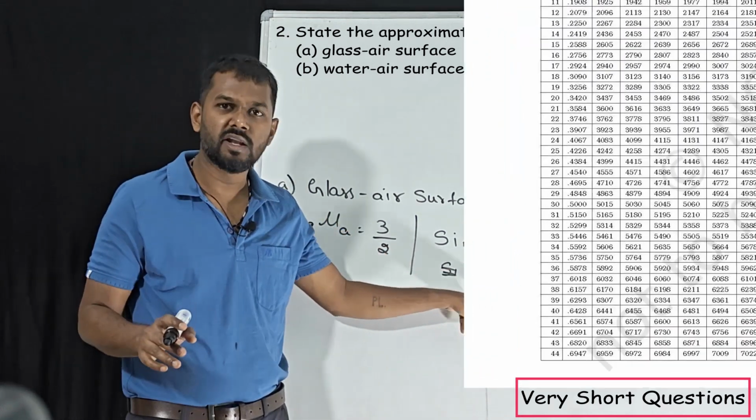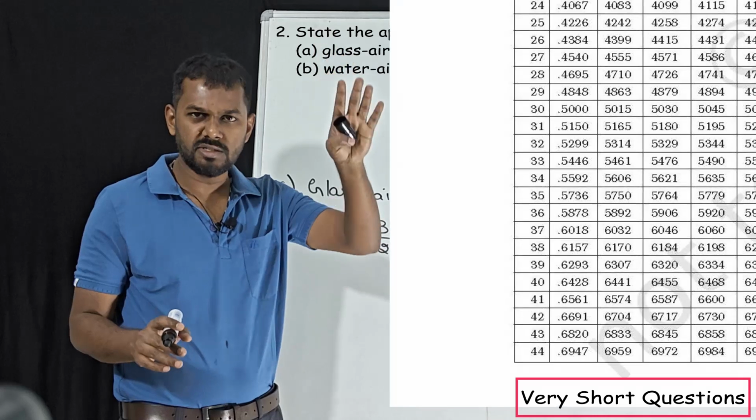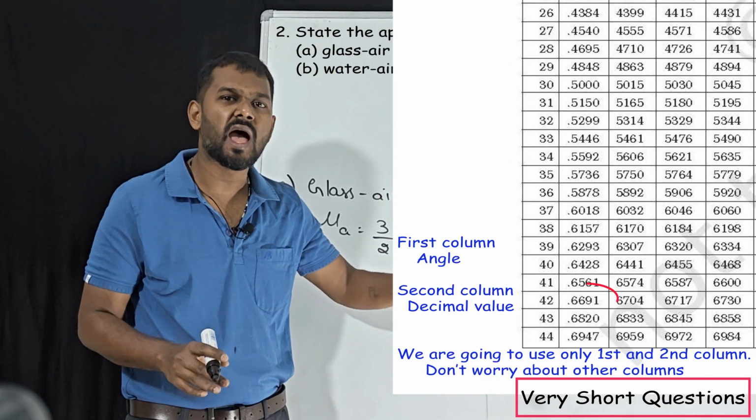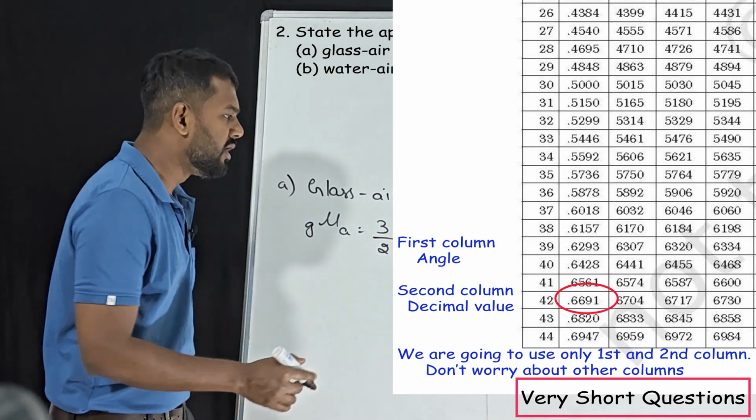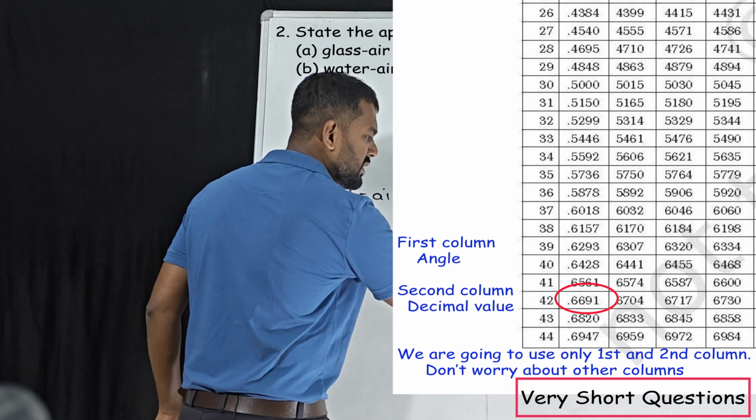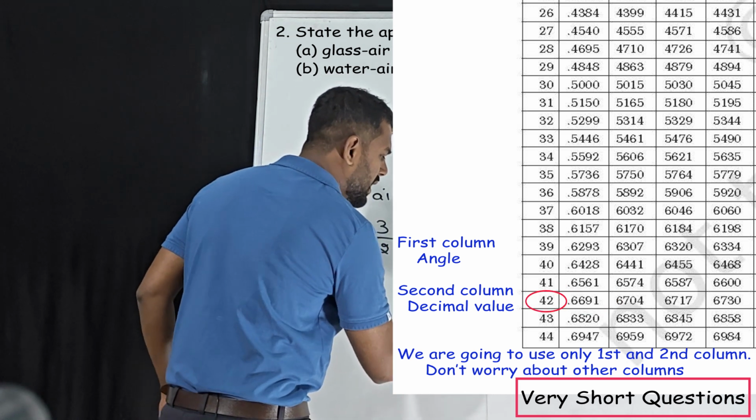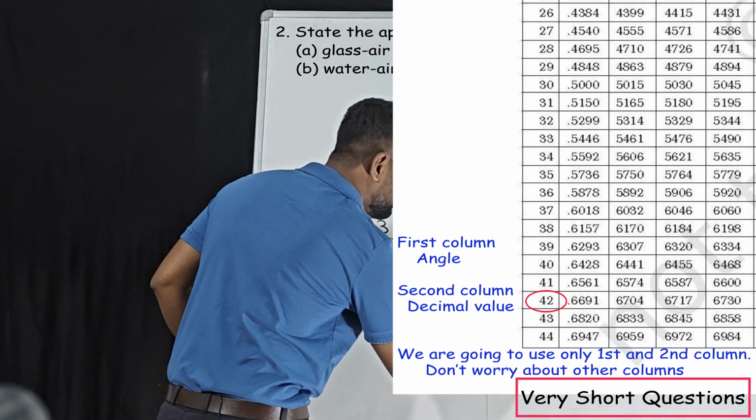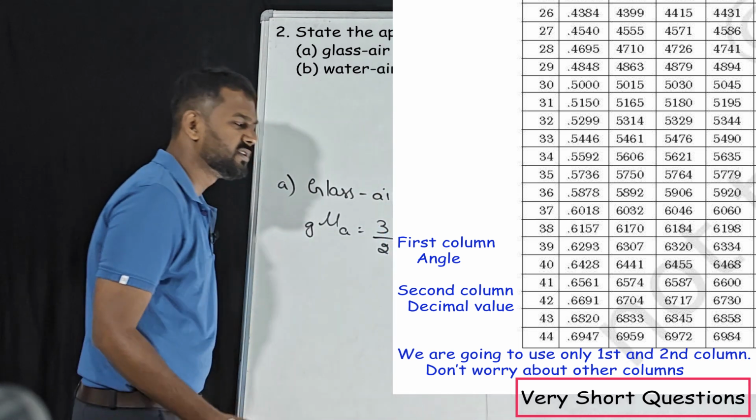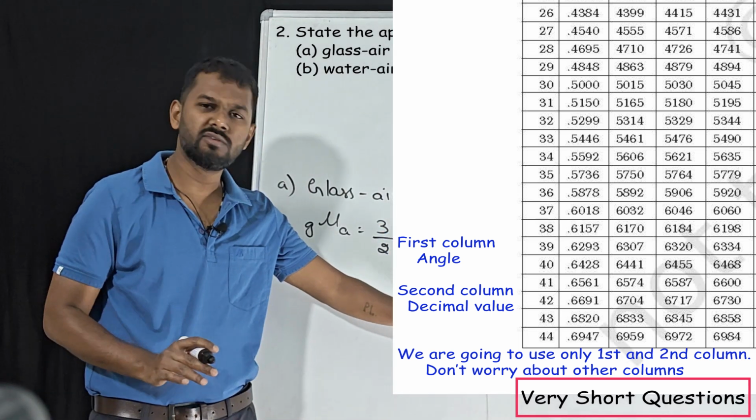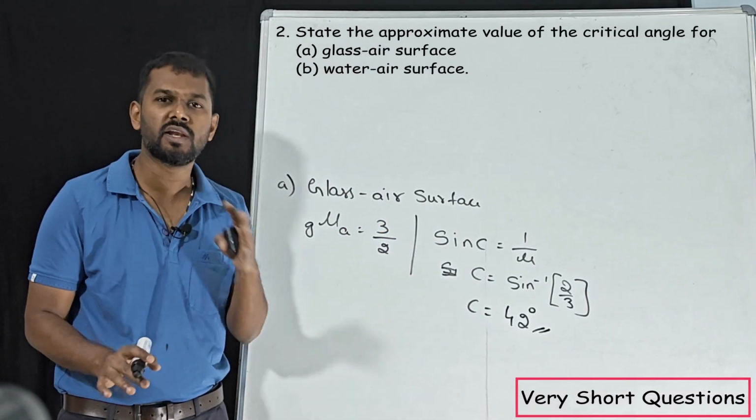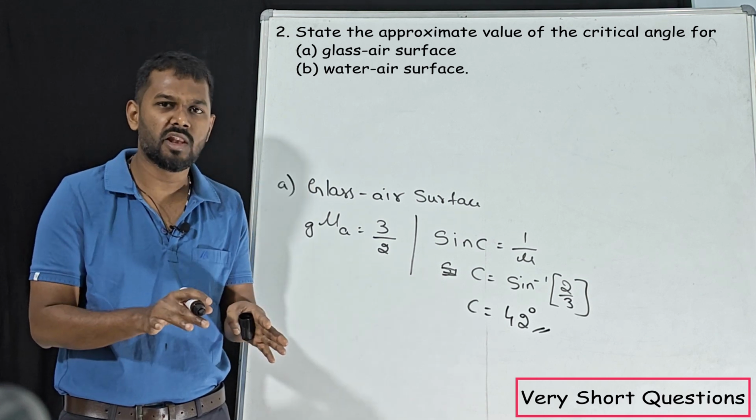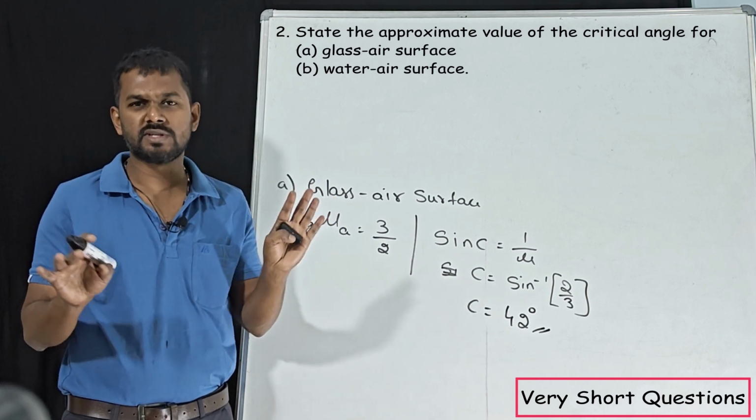So you can easily find it: when you go to the sine page, for 0.66, what is the angle? That you are going to write. For sin inverse of 0.66 or 2 by 3, the critical angle will be 42 degrees. This is how we are going to find it. Calculation will be very difficult, so they will definitely give you the log book. If they are not giving the log book, they will give you the standard values.